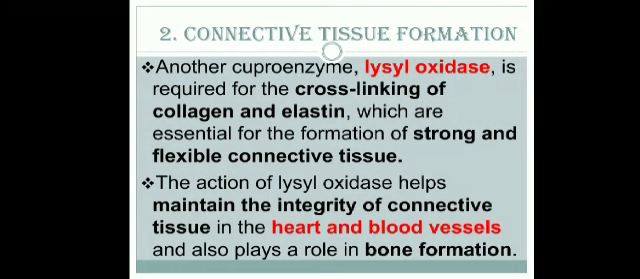Now, the second function is connective tissue formation. Lysyl oxidase is another cuproenzyme, or copper-containing enzyme, which is required for the cross-linking of collagen and elastin, which are essential for the formation of strong and flexible connective tissue. As we all know, collagen and elastin are structural proteins importantly present in our extracellular matrix, which gives it strength. So the action of lysyl oxidase helps maintain the integrity of the connective tissue in the heart and blood vessels and also plays a role in bone formation.